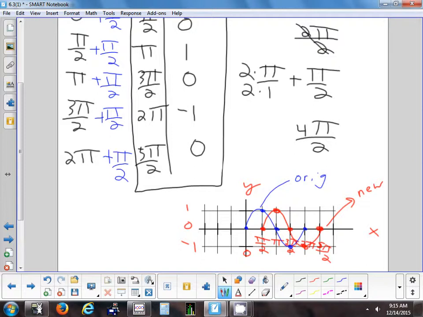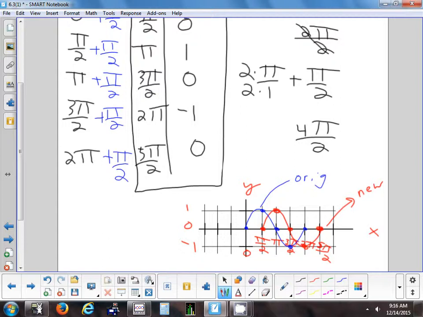Does that look like it shifted to the right? Good, yeah, that's what it should look like. So on the homework, instead of having you draw 2 on the same grid, I've got 2 separate grids, one for you to show me the original, and then one for you to show me the new graph. But that's all there really is to graphing a phase shift of sine. Any questions on that?